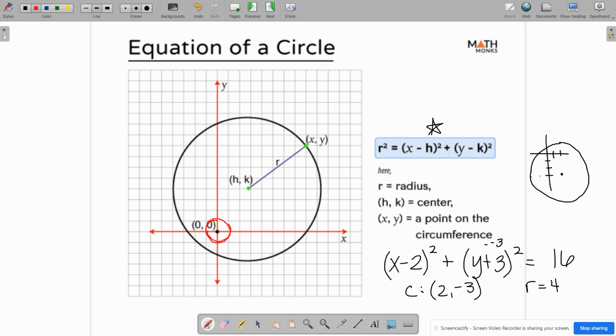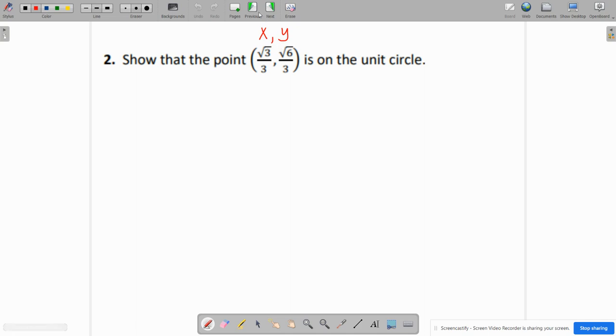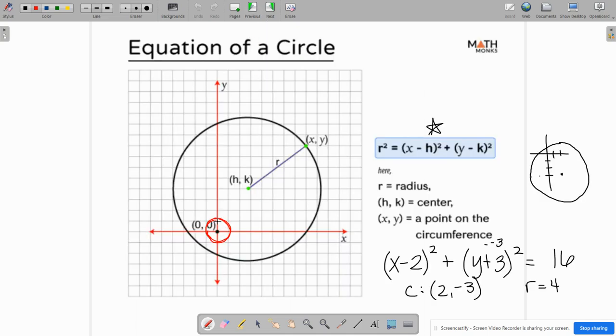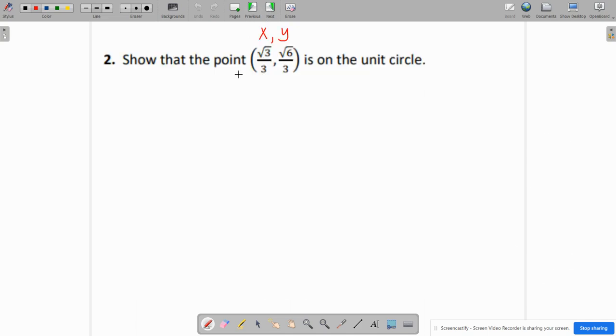It has a radius of 1 and it's centered at the origin. So I want to prove that this point is on that circle. The way that we can do that is by remembering the equation for the unit circle is x squared plus y squared equals 1. So I need to show that if I plug this value in, root 3 over 3 for x, and root 6 over 3 for y, this equation is a true statement.